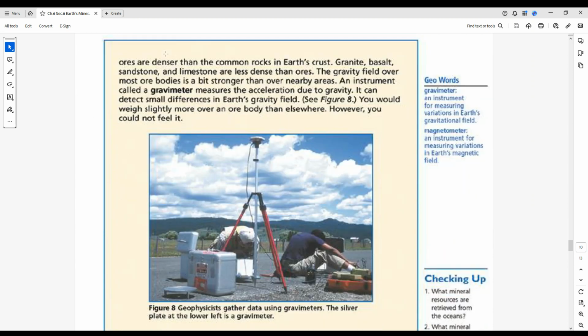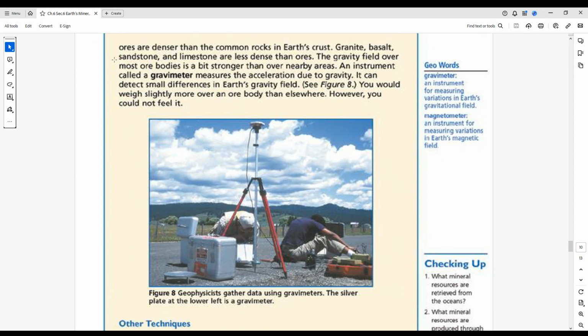Most ores are denser than the common rocks in Earth's crust. Granite, basalt, sandstone, and limestone are less dense than ores. The gravity field over most ore bodies is a bit stronger than over nearby areas. An instrument called a gravimeter measures the acceleration due to gravity. It can detect small differences in Earth's gravity field. You would weigh slightly more over an ore body than elsewhere. However, you could not feel it.